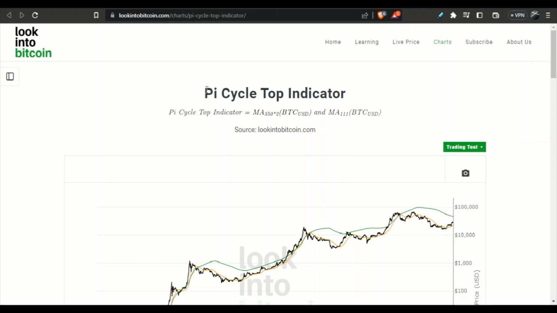So the Pi Cycle Top indicator relies, first of all, you need to know it relies on the daily 350 moving average and the 111 daily moving average. So 350 daily, 111 daily, those two moving averages.